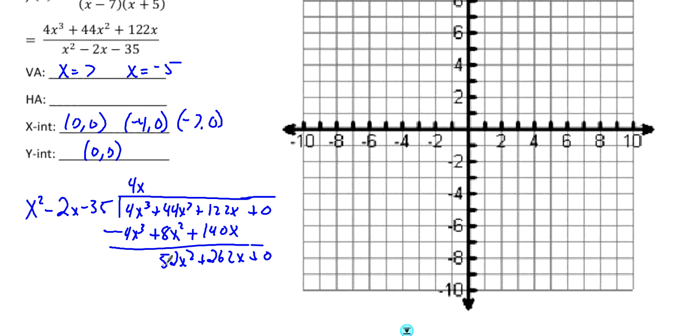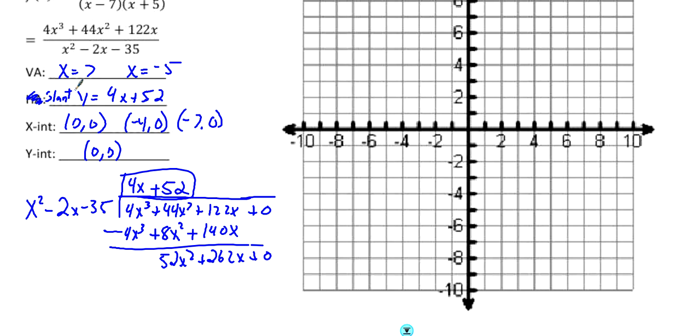Then next, what times x squared gives you 52x squared? That's 52. We're done. We don't even have to multiply it out. Once we get here, that is our slant, so it's y equals 4x plus 52. So it's our slant asymptote.